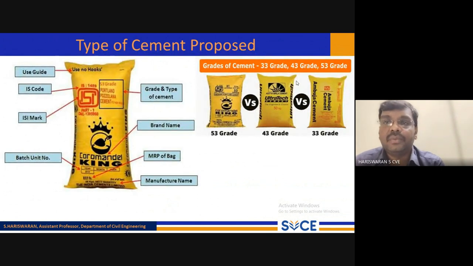This is the way the cement bag will be dispatched, with a weight of 50 kg. At the end of manufacturing, it will be packed and sealed properly. From the cement bag itself, we can come to know what grade it is, what type of cement, and which IS code they are following for manufacturing. Everything will be mentioned.